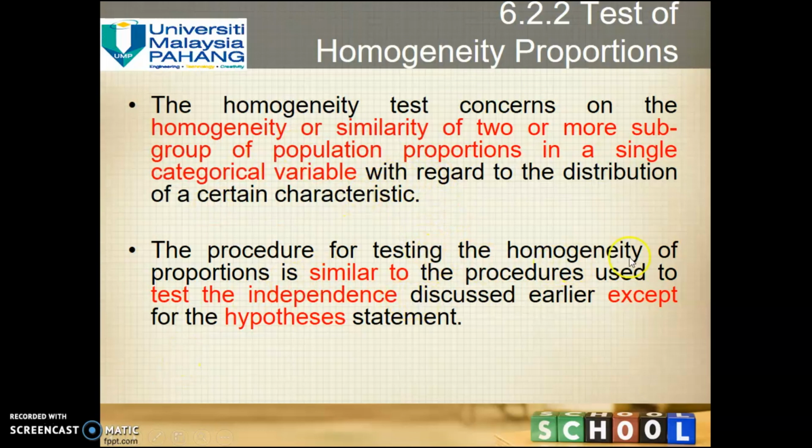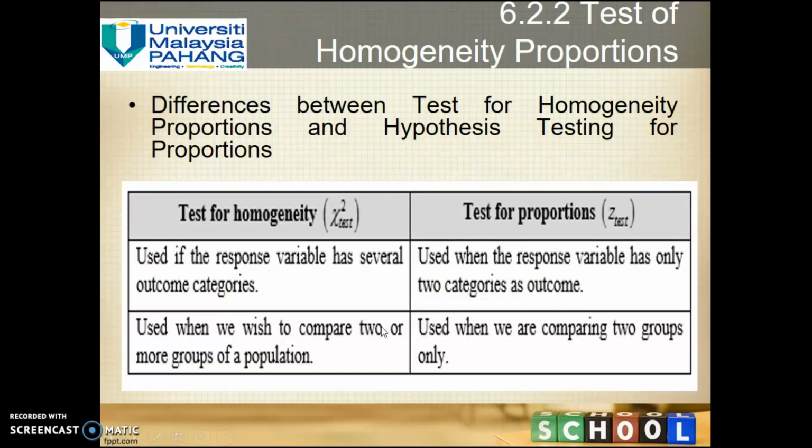The procedure for the test of homogeneity of proportion is similar to the procedure used in the test of independence discussed earlier, except for the hypothesis statement. As I said, for 6.2 here, the contingency table, it doesn't matter what hypothesis you have, steps 2, 3, 4 are similar. The difference is in your hypothesis and also the conclusion.